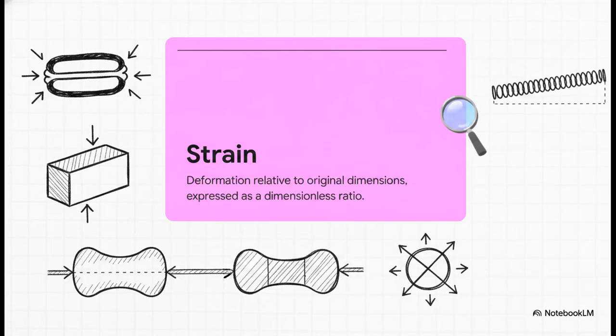Which brings us to the flip side of the coin, strain. If stress is the invisible force, well, strain is the physical reaction to it. It's basically just how much the object stretches or squishes in response to all that stress. And because it simply measures the change in length relative to the original length, it's completely dimensionless, no units at all. We usually just express it as a percentage of elongation.